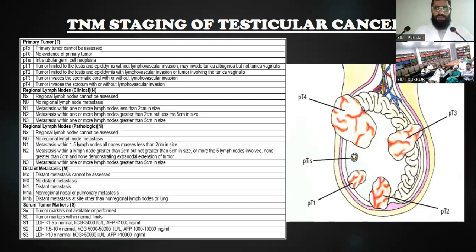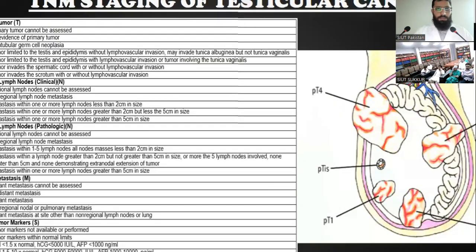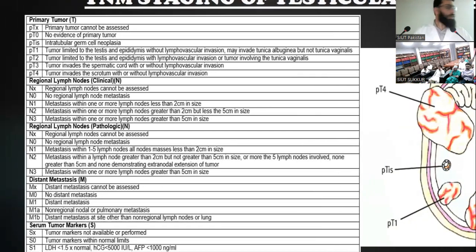The TNM staging of testicular cancers includes T stage, that is primary tumor, N regional lymph nodes, clinical and pathological, M distant metastasis, and S serum tumor markers. T includes PTX, that is primary tumor cannot be assessed. PT0 is no evidence of primary tumor. PTIS, intratubular germ cell neoplasia.